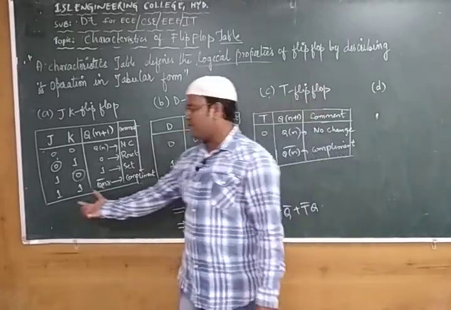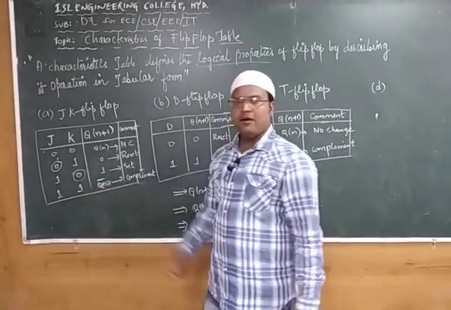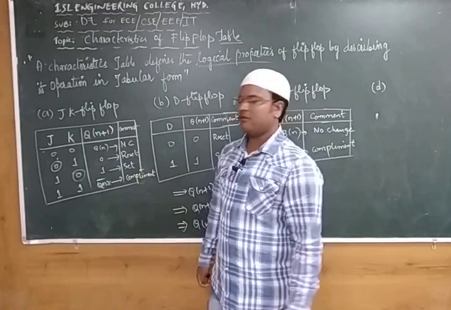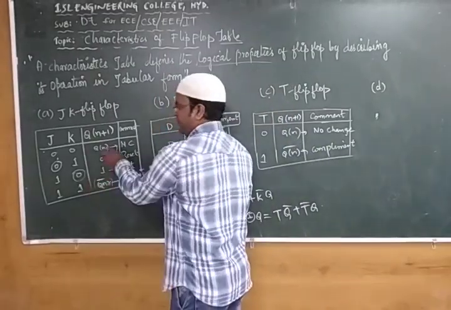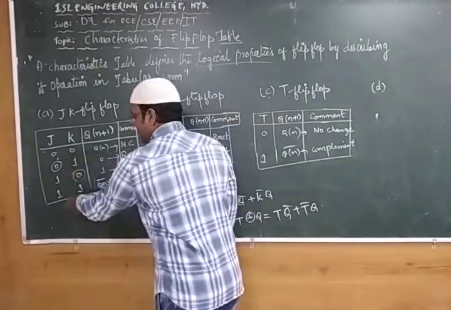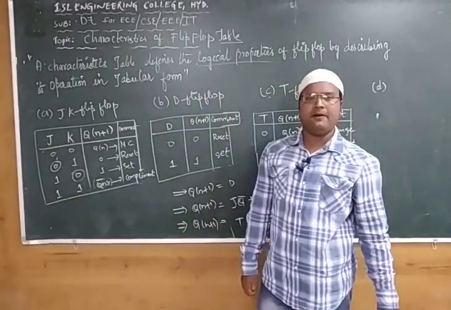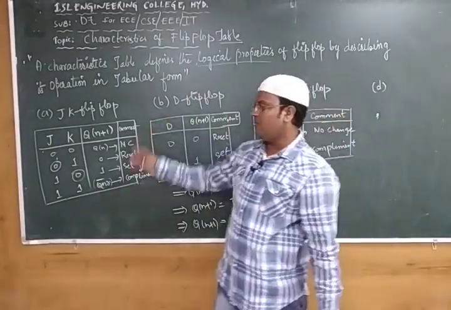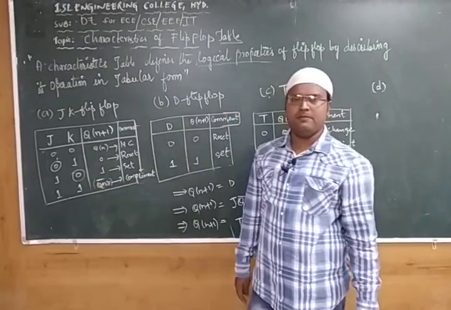Clear? So when we are giving both 1,1, the present state is taking the complement. Complement means it's Qn bar. If it is Qn for the first condition, then 1,1 means it is nothing but Qn bar. Clear? So that's how your JK flip-flop is going to work.